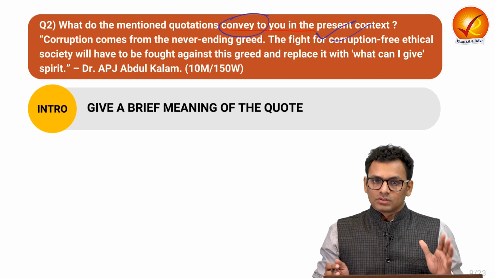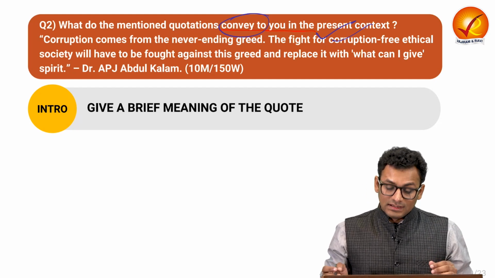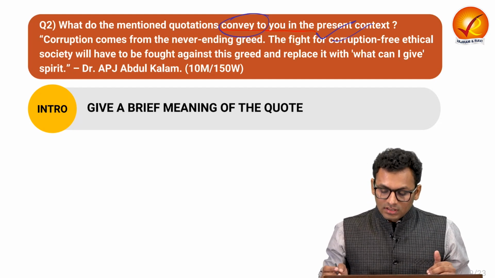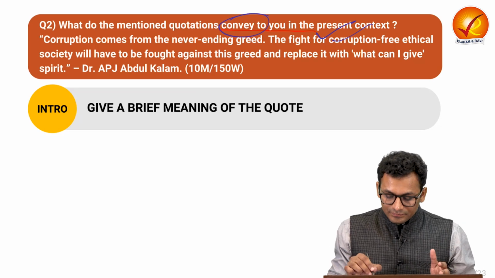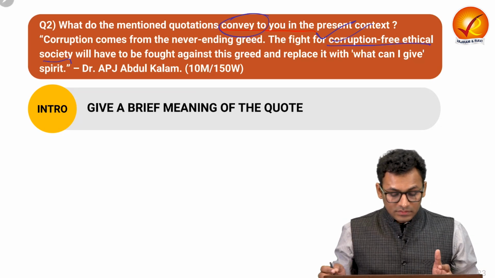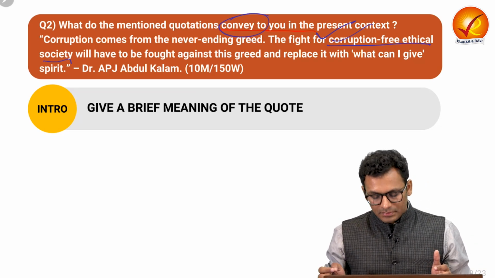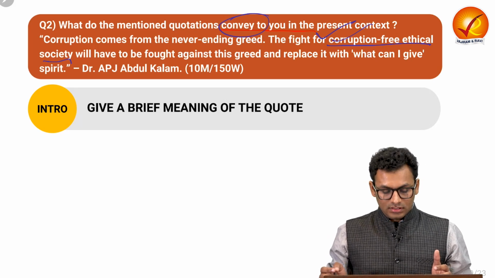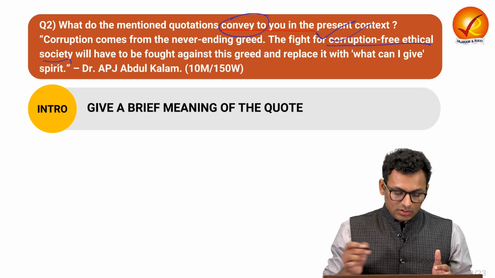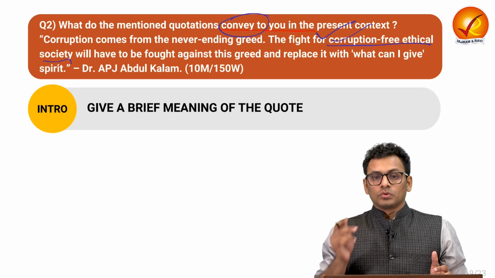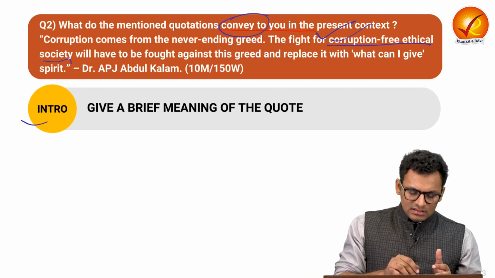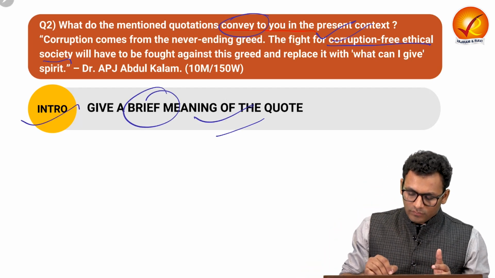Let us start with this quote. "Corruption comes from the never-ending greed. The fight for the corruption-free ethical society will have to be fought against this greed and replace it with what can I give spirit." This quote was given by Dr. APJ Abdul Kalam. So over here, we will firstly in the introduction give a brief meaning of the quote.